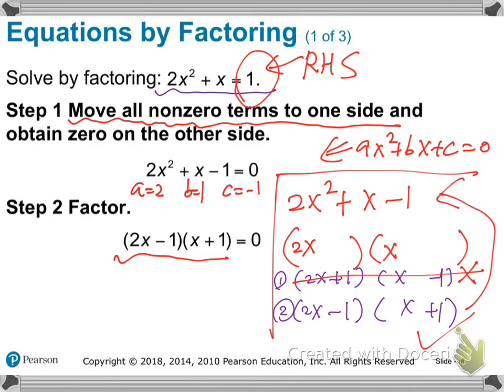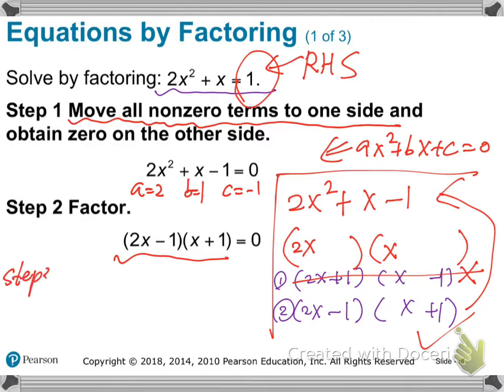If you cannot factor the left-hand side like this, you have to use method 2 or method 3. You cannot use method 1. If you can factor it and the solutions are nice, you can use method 1. So being able to factor the left-hand side is the condition for method 1, factoring and the zero product property. Now let's use the zero product property.